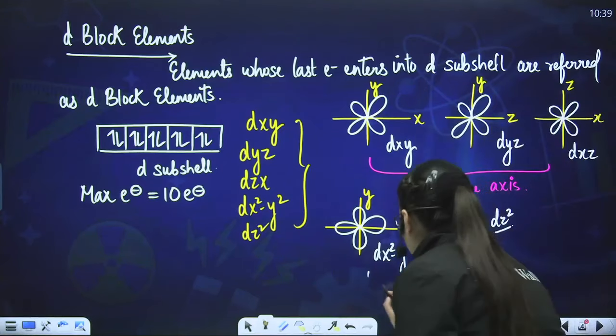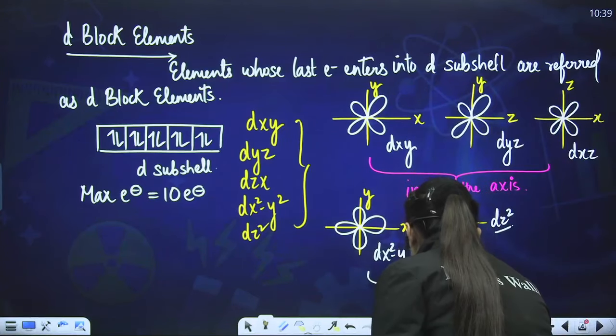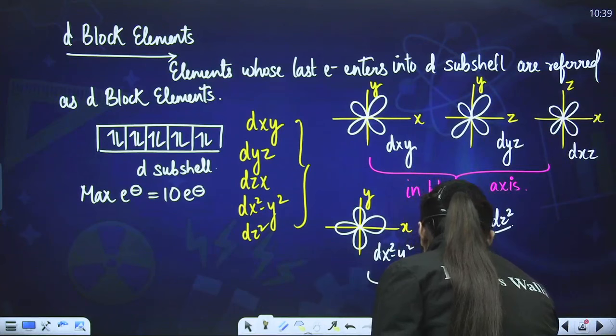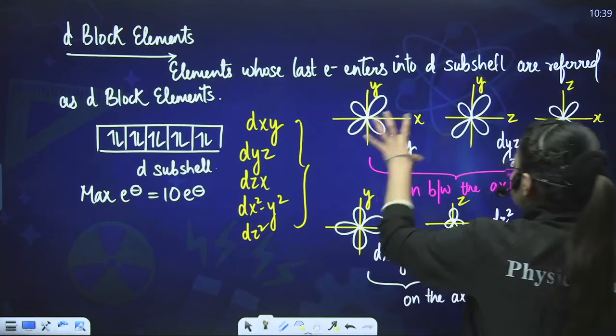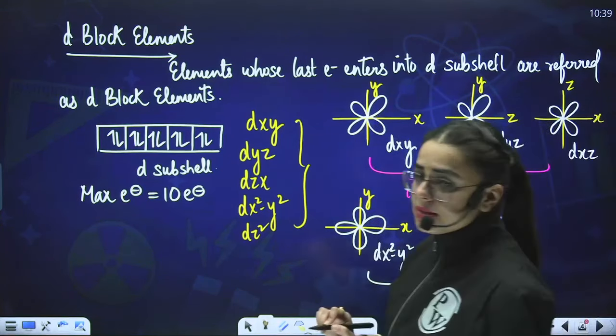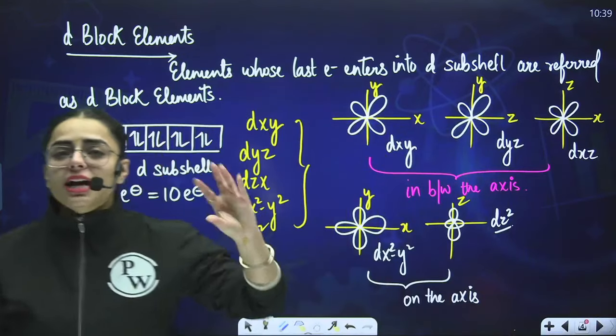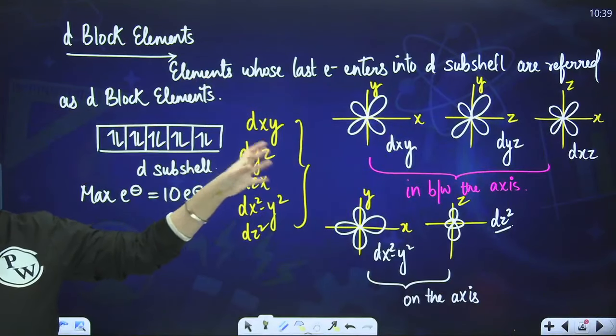So over here we are talking about the lobes on the axis, and in these cases, we are talking in between the axes. So this was the topic that we started in the class 11 standard, right?